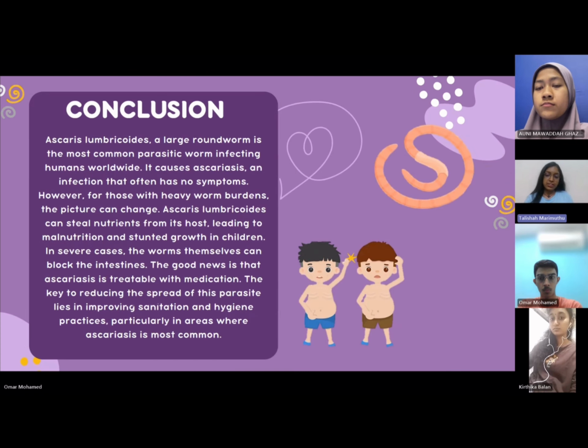Finally, Ascaris lumbricoides is the most common parasitic worm. It causes ascariasis, which often has no symptoms. It can steal nutrition from its host, leading to malnutrition. We can prevent the spread of this parasite by improving sanitation and hygiene practices.